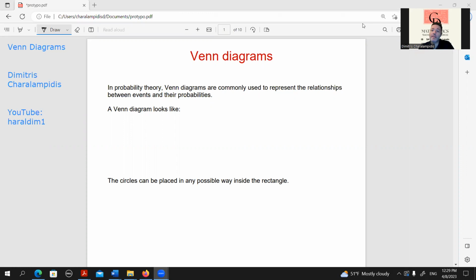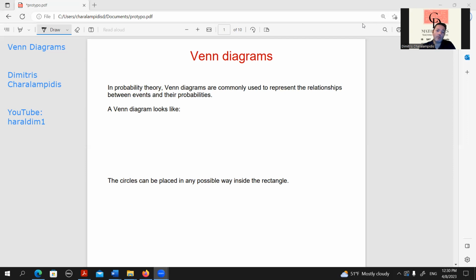I'm a mathematics teacher, and in this video, we'll talk about Venn diagrams. To begin with, let me explain what a Venn diagram really is, and I'm pretty sure that all of you should have met at least once in your life such a diagram. Well, in probability theory, Venn diagrams are commonly used to represent the relationships between events and their probabilities. So that's their main reason of existence. That's the main concept behind a Venn diagram.